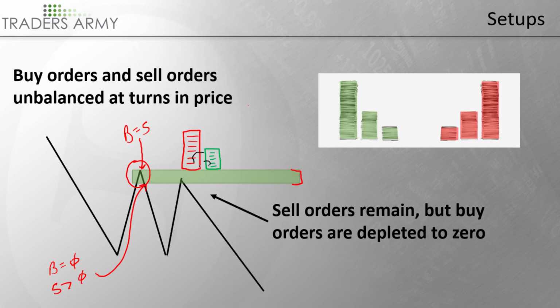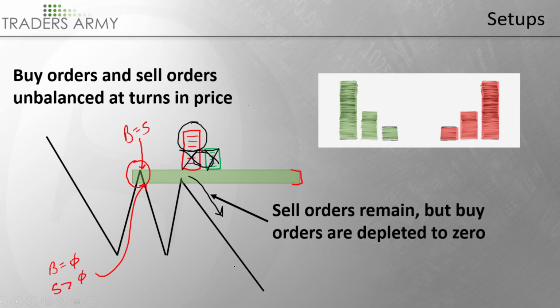If for every buyer there's a seller, eventually I won't have those sellers, I won't have those buyers, but I'm still going to have a stack of willing sell orders remaining. And that's enough to cause price to come in.